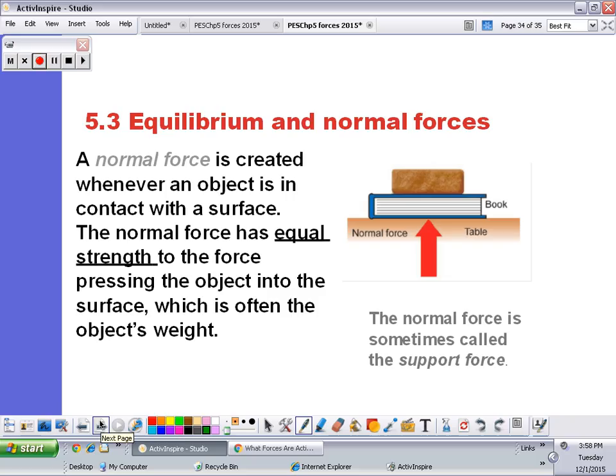Again, the net force is created whenever an object is in contact with the surface. So the net normal force is the equal strength to the force pressing on the object. So the book sitting on the desk is pushing down at the same force that the normal force is pushing up. Because if it wasn't, then if the normal force was stronger, then the book would actually lift up off the table. If the book was stronger than the table, then the book would sink into the table.